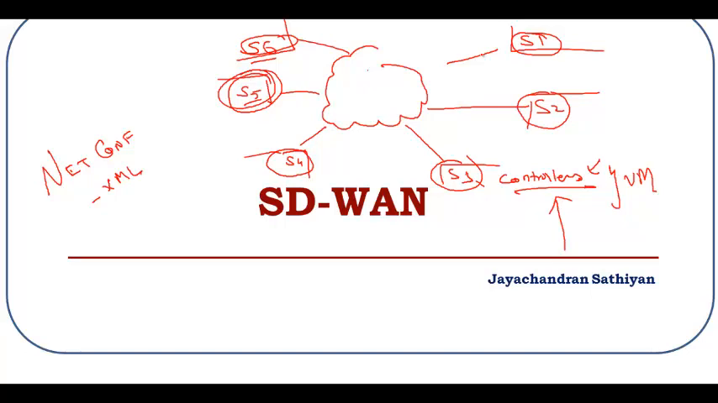For example, in Cisco, the edge devices are called C-Edge, Cisco's Edge. V-Edge, Viptela Edge. Cisco bought this company initially from Viptela. So they are called V-Edge. But later, Cisco also came up with a lot of edge devices like ASR, ISR, CSR. So those devices are called C-Edge.